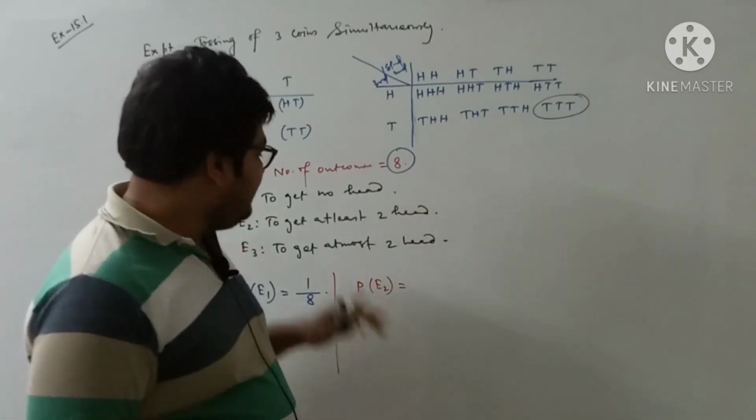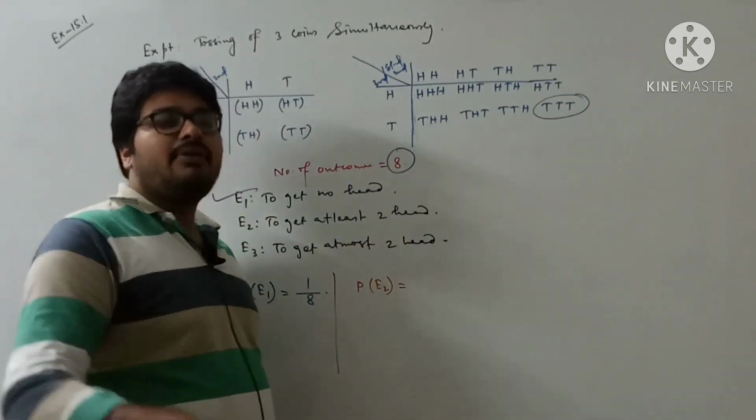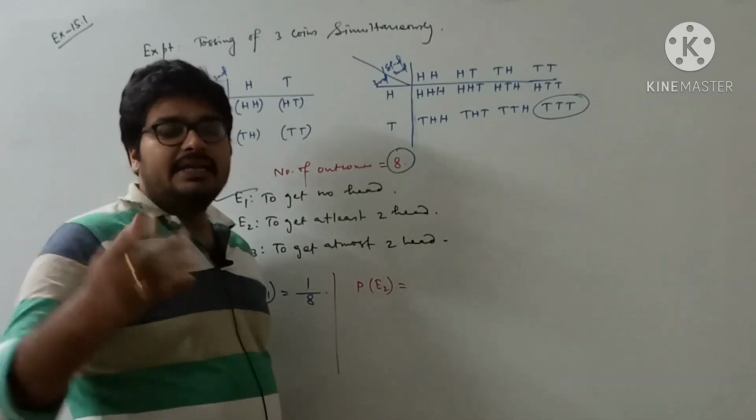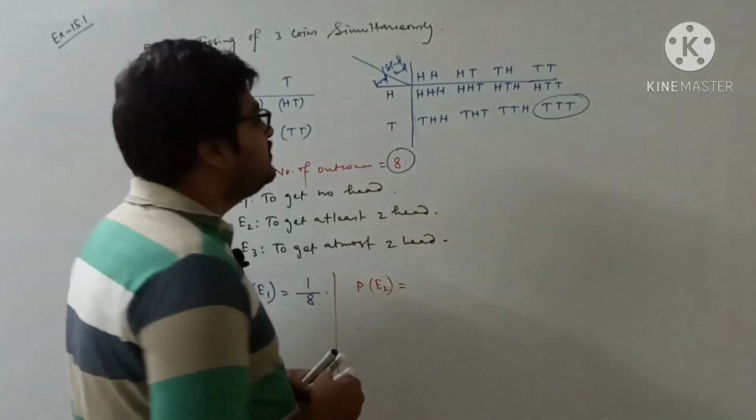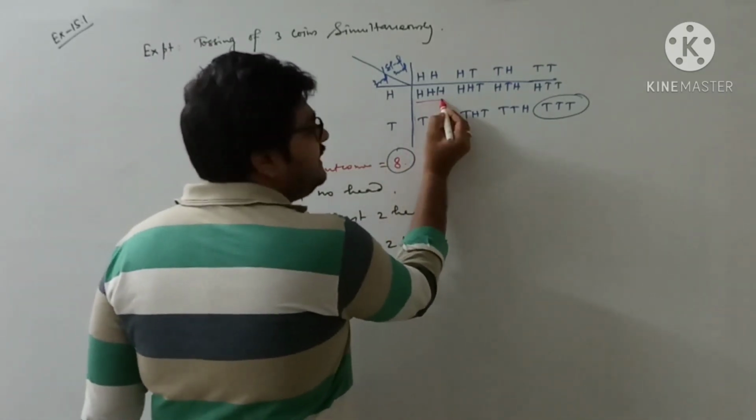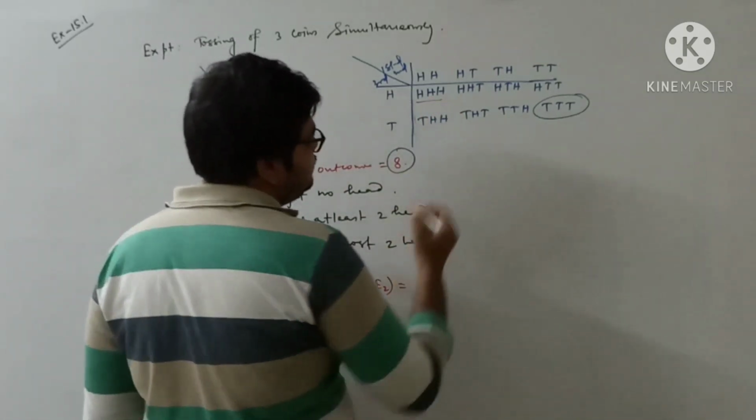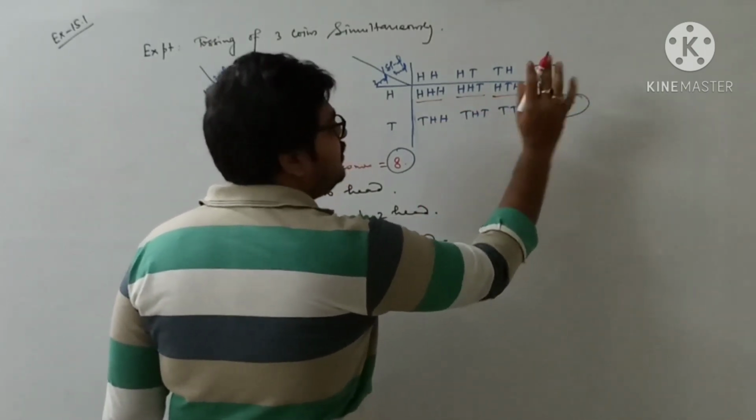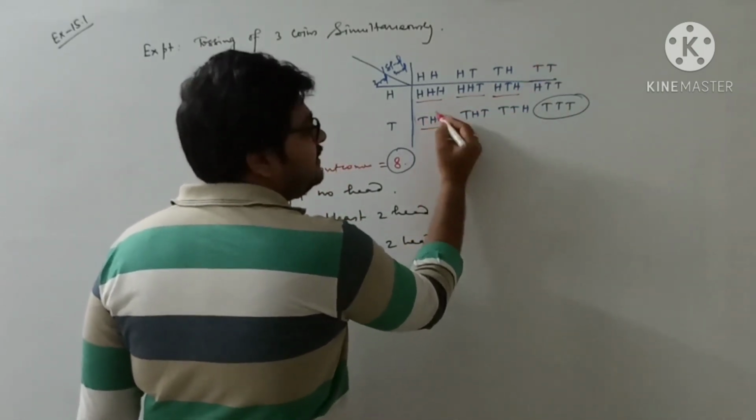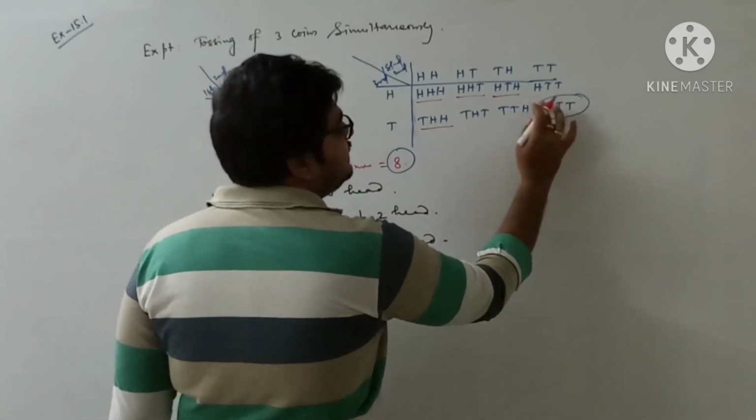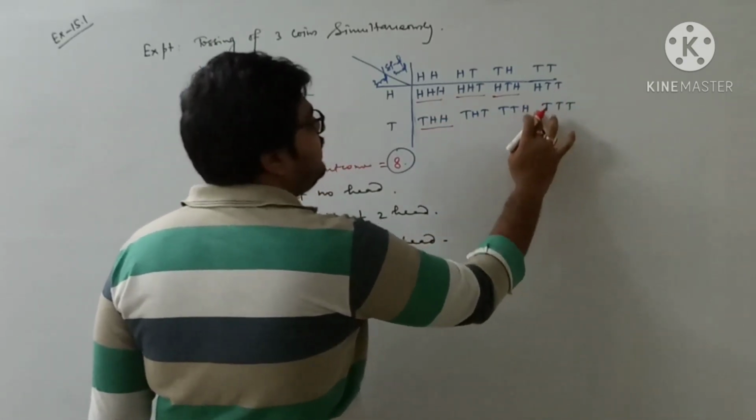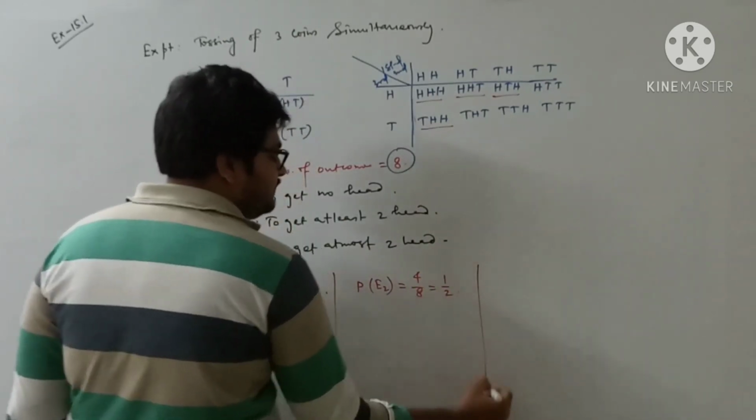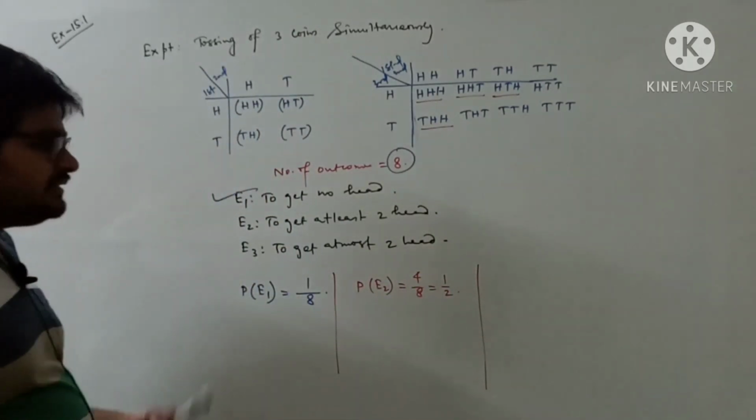The same way, at least 2 heads. So a minimum of 2 heads you have to take. More than that you can take, but less than 2 you cannot take. So at least 2 heads you can get. But here there is 1 head, so you will not take it. Here 1 head, and here no head. So how many are coming? 4. So it will be 4 by 8, which is 1 by 2. Very easy to do.